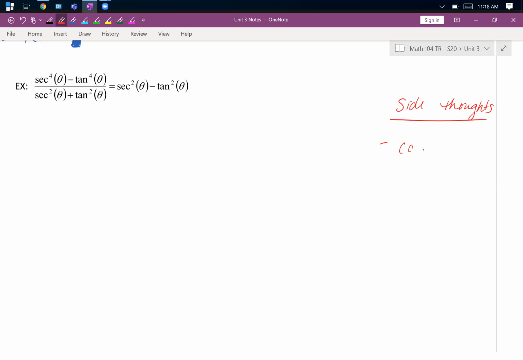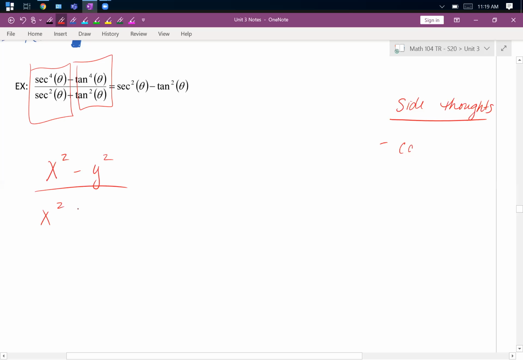Anybody else have an idea? Can you just take the secant to the fourth power and divide it by the secant to the second power, and then it just becomes secant squared? Like these two, just pair them up like this? Yeah, and then it would just become secant squared minus tangent squared. All right, so if I have something like this, x squared minus y squared over x squared plus y squared, can we just cancel these x's and these y's out? Is that a legal algebra move?